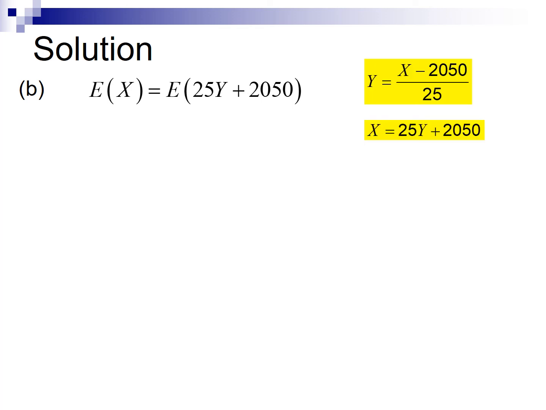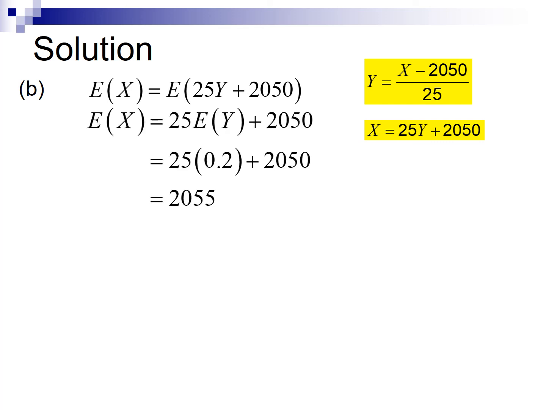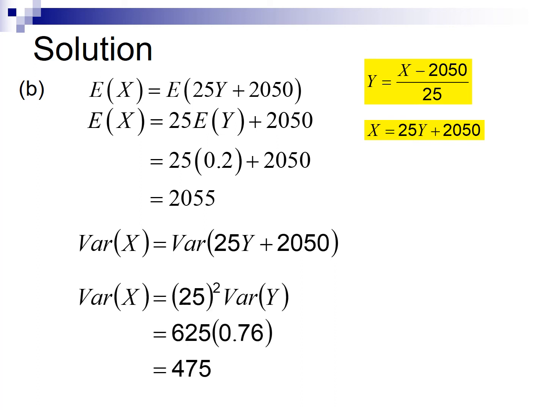Remember the coding formula? So you rearrange. Now X becomes your subject matter. So your X is 25Y plus 2050. So applying the law, it's just 25EY plus 2050. So the expected value of X is 2055. So how the laws has simplified our calculation. And the variance of X using the law is just 25 squared variance of Y. So you have 475.